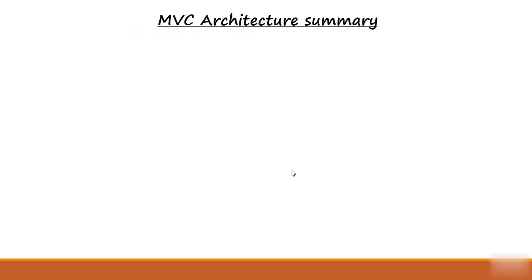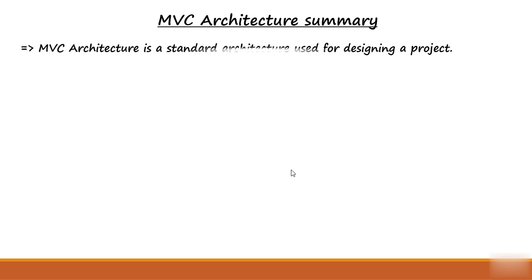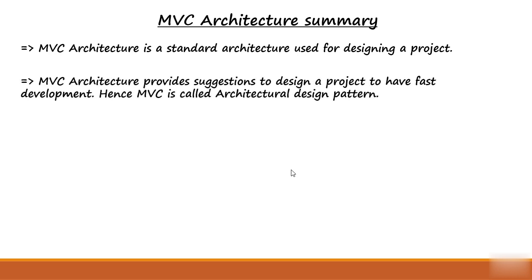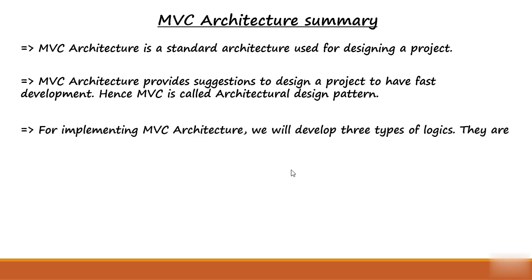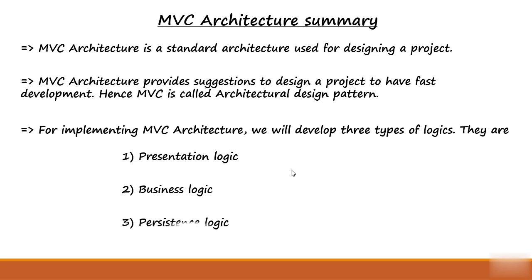So, the MVC architecture summary. We will see a summary of what we have learned till now. MVC architecture is a standard architecture used for designing a project. MVC architecture provides suggestions to design a project for fast development. Hence, MVC is called an architectural design pattern. For implementing MVC architecture, we will develop three types of logics. They are, as we have seen before, presentation logic, business logic, and persistence logic.